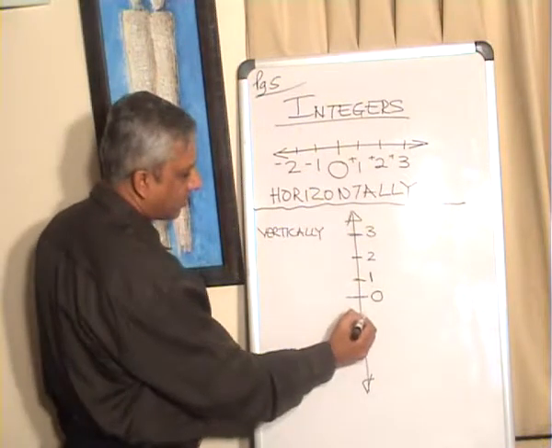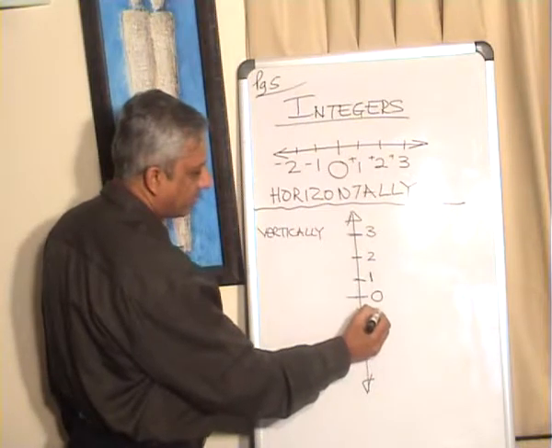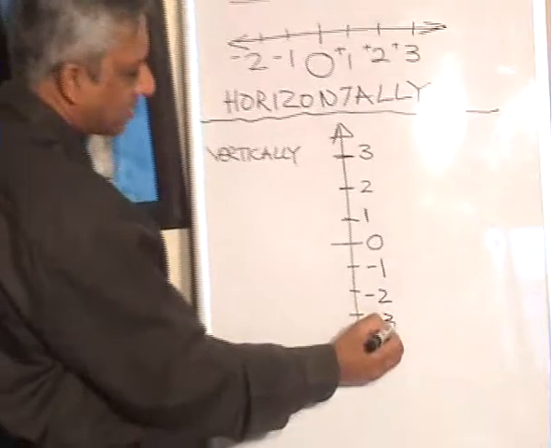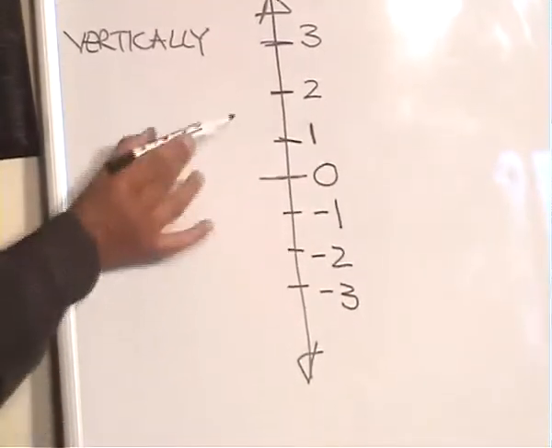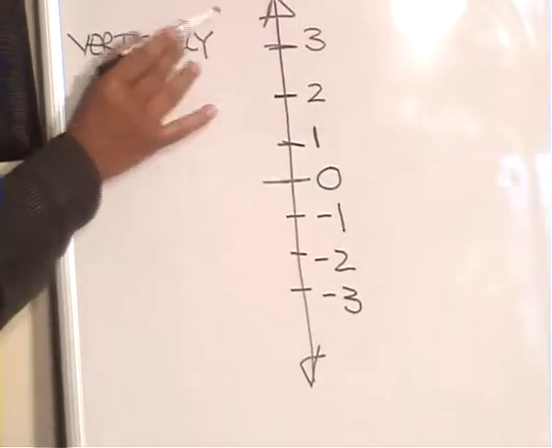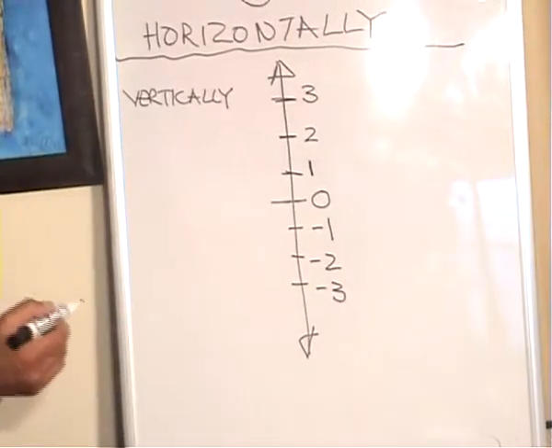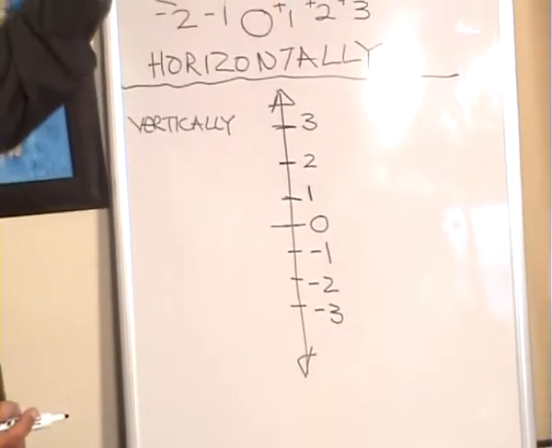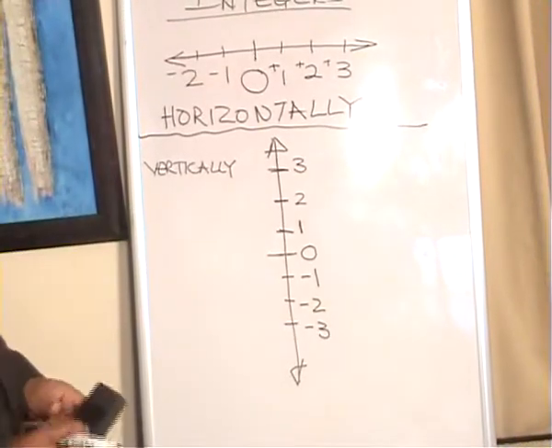Then below the 0, we have the negative numbers. -1, -2, -3. Now remember, the negative signs must be shown. You must show the negative signs. You can leave out the positive signs, but you cannot leave out the negative signs. So, numbers can be shown on a number line like that, or like this.